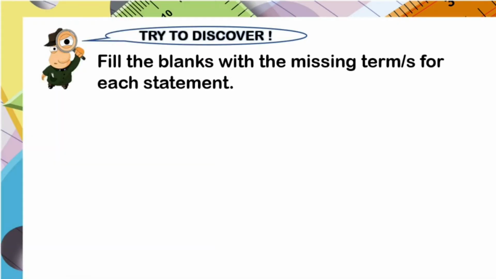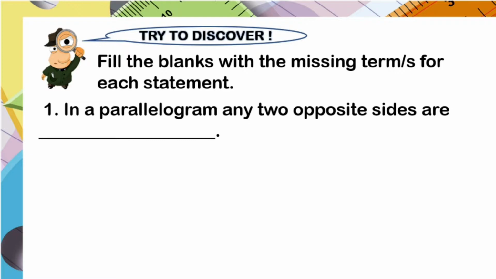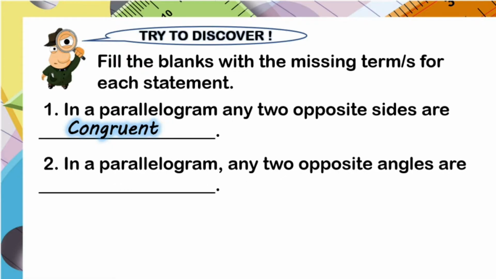For us to recall their properties, let us fill the blanks with a missing term or terms for each statement shown in our presentation. For number 1, in a parallelogram, any two opposite sides are blank. If your answer is congruent, then you got the correct answer. For number 2, in a parallelogram, any two opposite angles are blank. Can you guess the correct answer? If your answer is congruent, very good, you are correct.